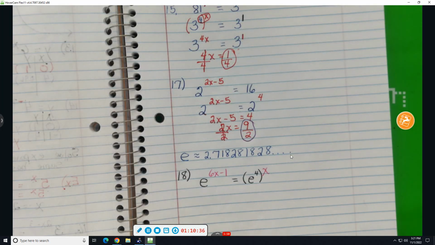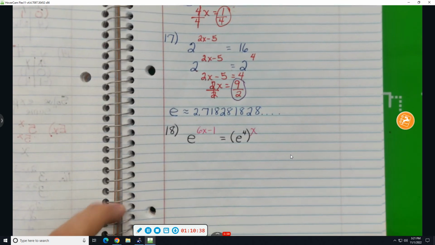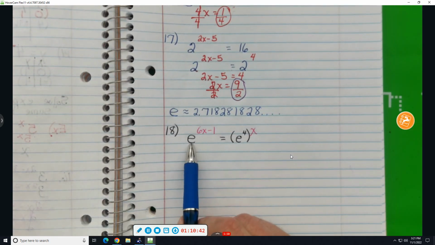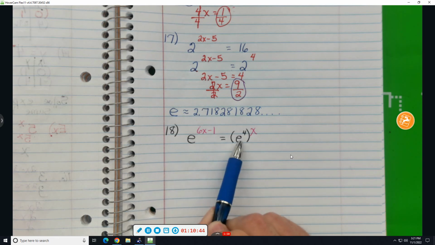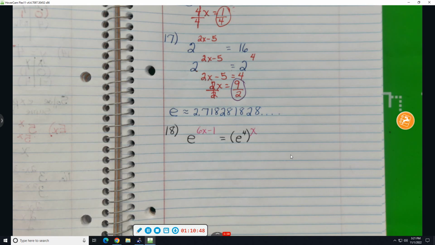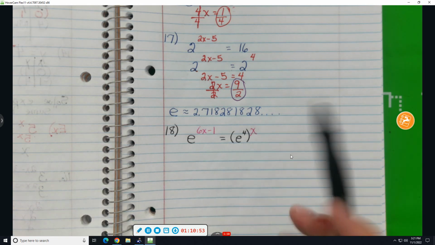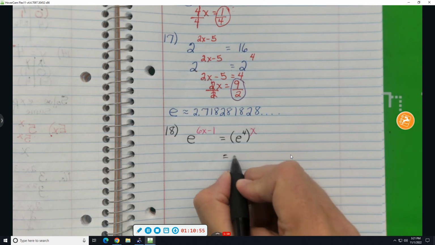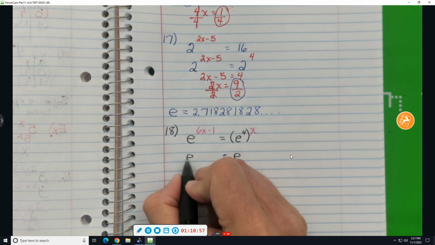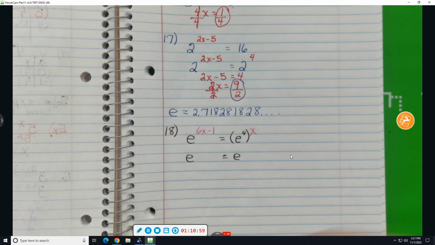Okay, this is number 18. E has to be the base. And we have an E as the base on both of them. But what we want to do is write it without these parentheses. What will I need to do on the right-hand side? I just want to write E to a power. The left-hand side is fine.